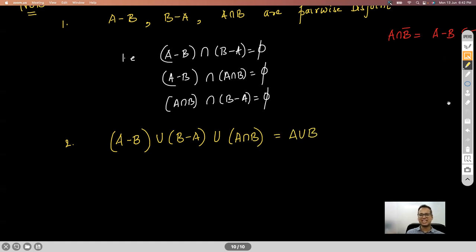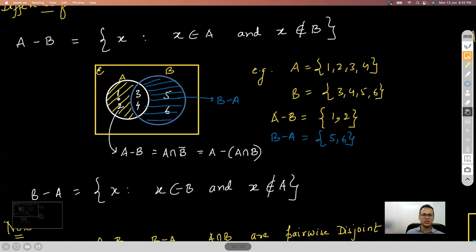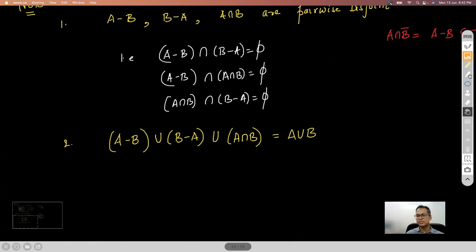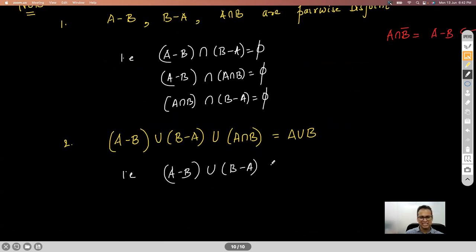Okay. So basically it's trying to say that if you take this yellow region, the blue region and this non-shaded region together and take their union, it will generate A union B. That is, A minus B union B minus A is nothing but A union B minus A intersection B. Both are the same things, just written in a different way. No need to remember it. It is automatically evident from the graph. Fine.